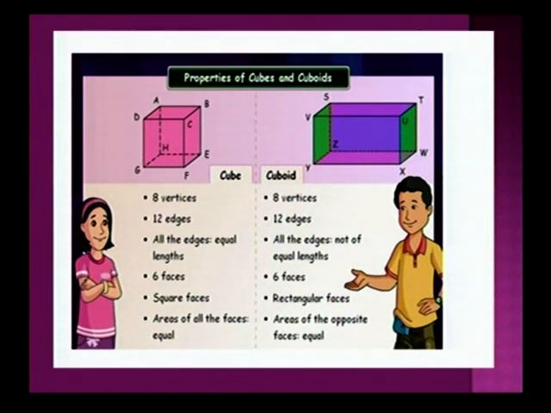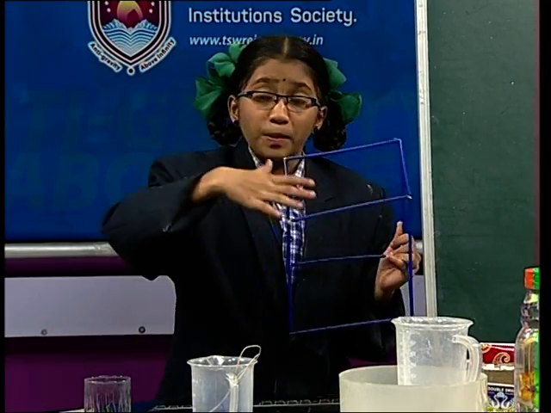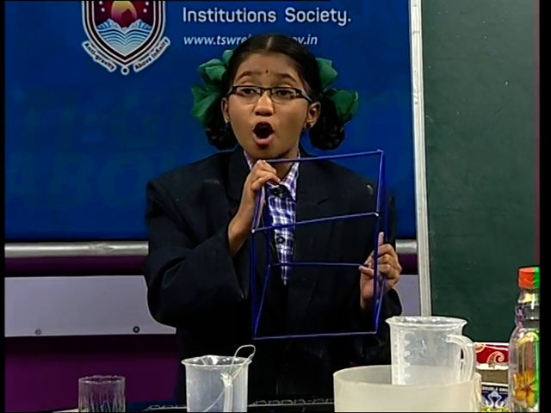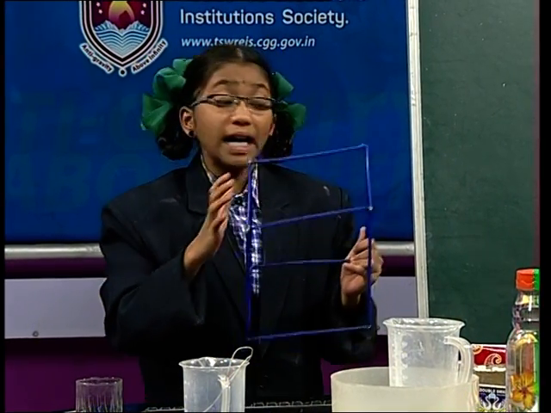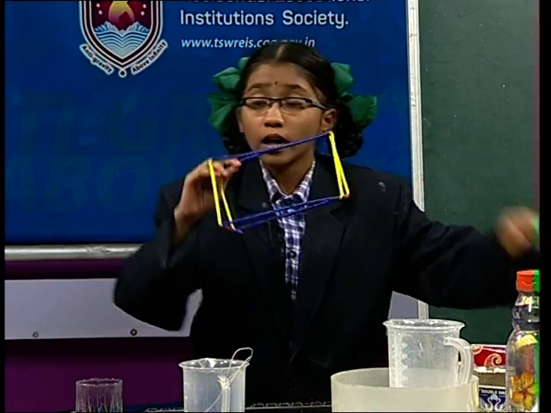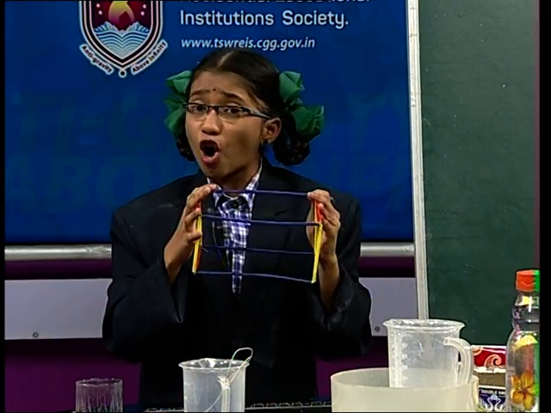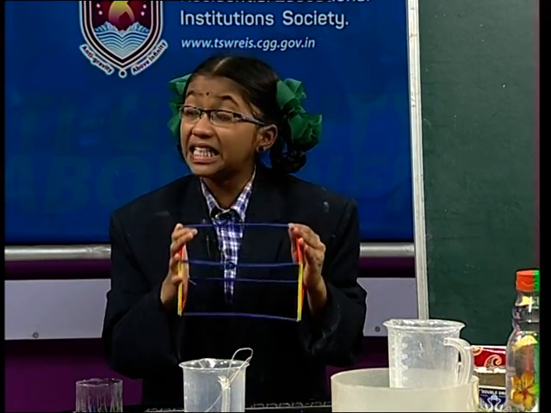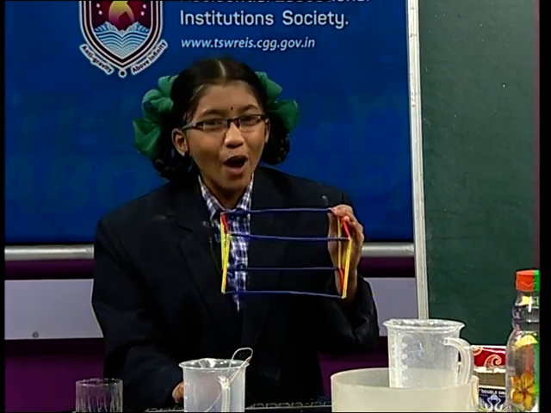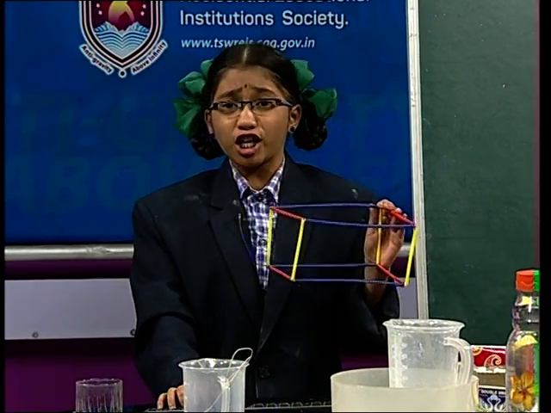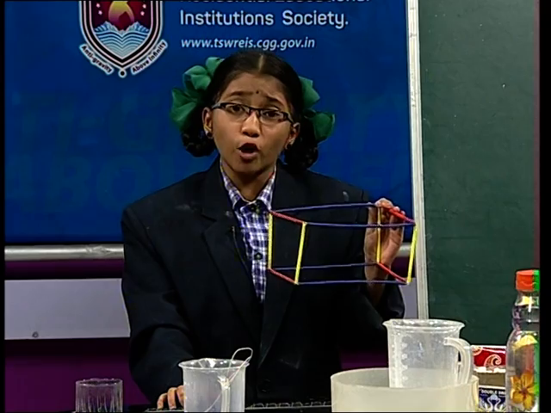Next, the square shaped faces. Here we may observe the cube. The surface area is in the shape of a square. But in the cuboid, the surface area is not in the square shape. Which shape is it in? Very good. It is in the rectangle shape. So do you understand what the difference is?